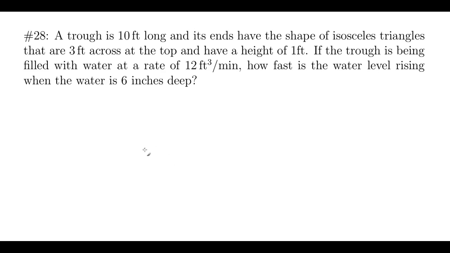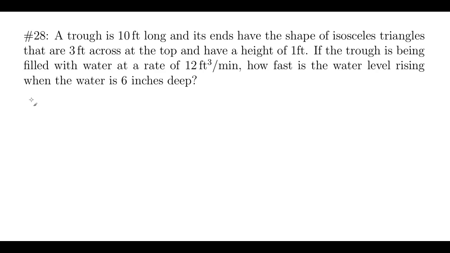Exercise number 28 describes a situation where a trough is 10 feet long and its ends have the shape of isosceles triangles that are 3 feet across at the top and have a height of 1 foot. If the trough is being filled with water at a rate of 12 cubic feet per minute, how fast is the water level rising when the water is 6 inches deep?